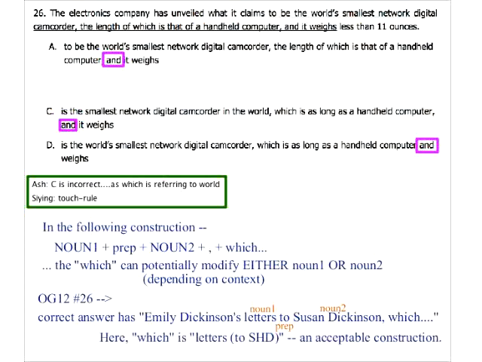So the complaint about C here is probably not as valid as some people think it is, because this is a noun 1 and a prep and a noun 2. A camcorder is noun 1, prep, noun 2. And which is actually the camcorder, so I think we are actually okay there. I mean, if you can do this, this is better, but this is not wrong. And let me just make sure that I articulate that point as well.